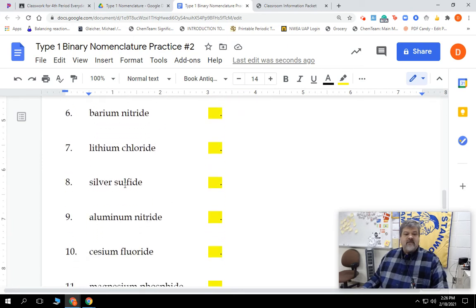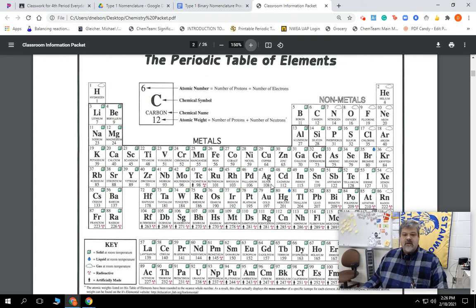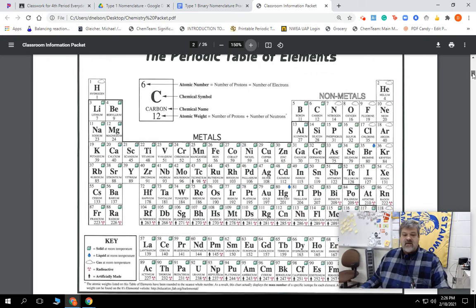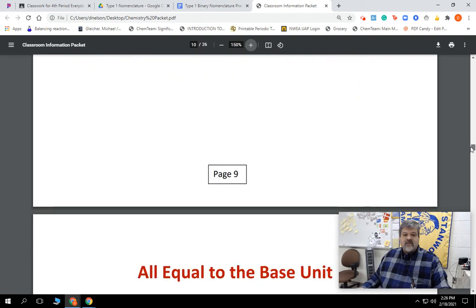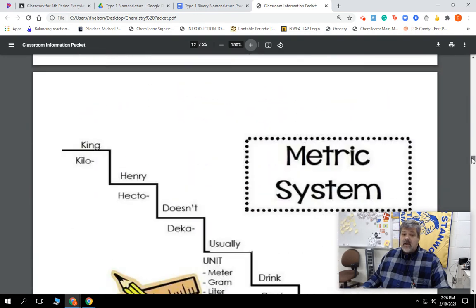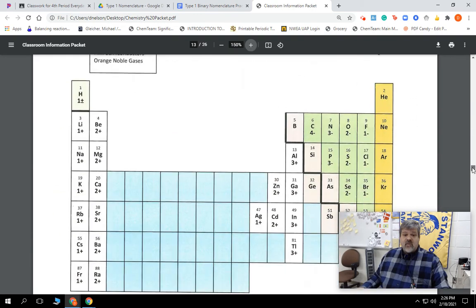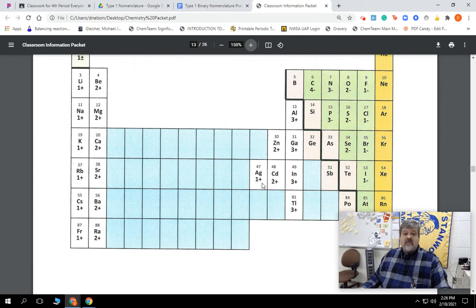Okay, let's go down a little bit further. Let's find silver sulfide. We've got to figure out what the charges are first. So let's go back here, and I see silver is right here. Well, it's not in an A group. So what do I do? Well, we go to page 12 in our packet and see if it's one of those exceptions. If it's not, it's in the wrong page. So here's page 12. Silver is right here. So silver is a +1. It is one of the exceptions.